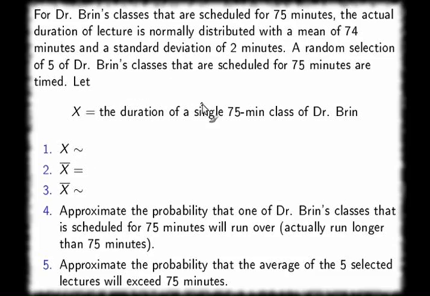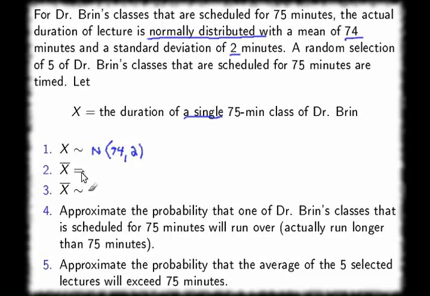X is the duration of a single 75-minute class, and it says here the actual duration of lecture is normally distributed with a mean of 74 and a standard deviation of 2 minutes. So X is normally distributed with a mean of 74 and a standard deviation of 2 minutes.